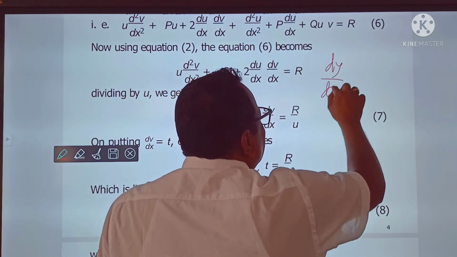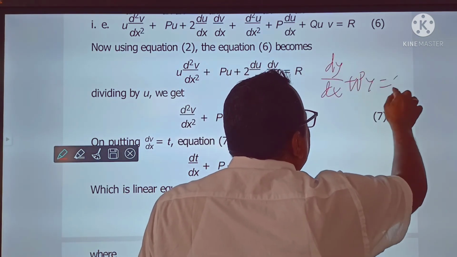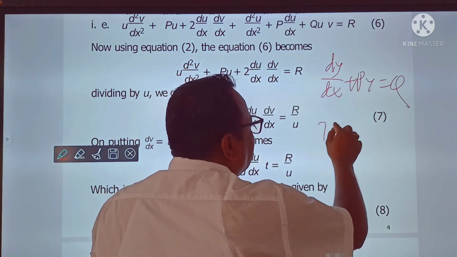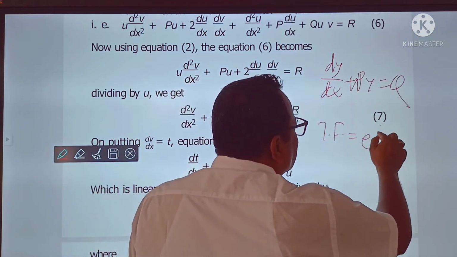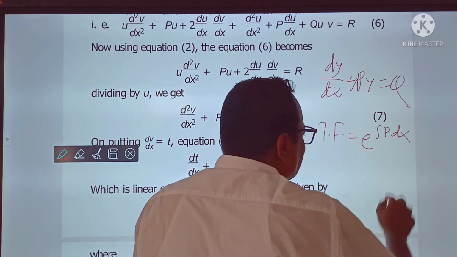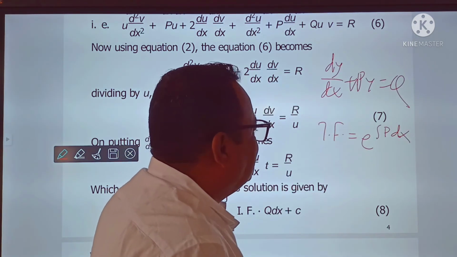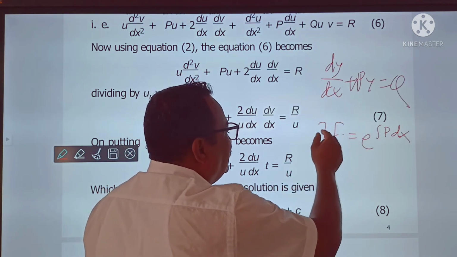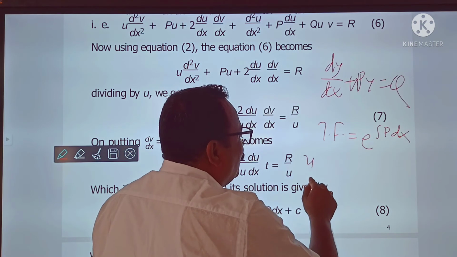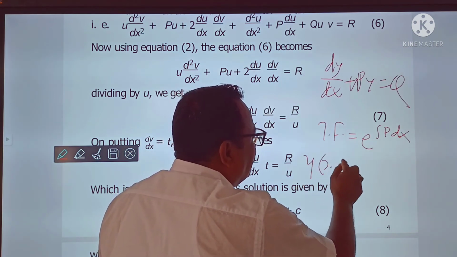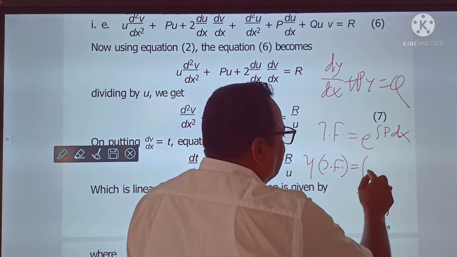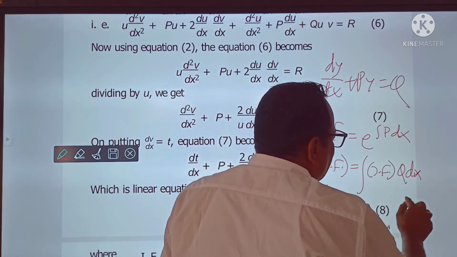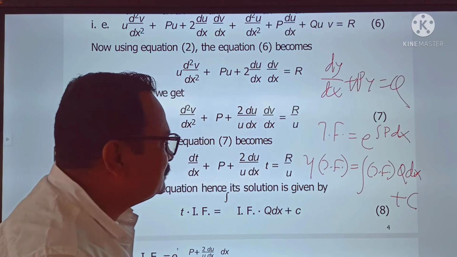dy by dx plus p into y is equal to q. We know the integrating factor of this is e raised to integration of p dx. This is the integrating factor of this differential equation, and we know the solution: y into integrating factor is equal to integration of integrating factor into q dx plus constant of integration c.